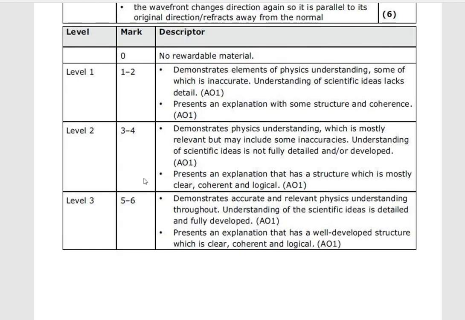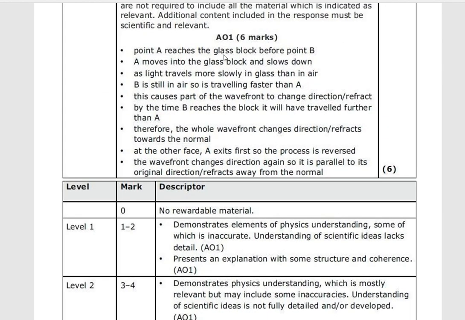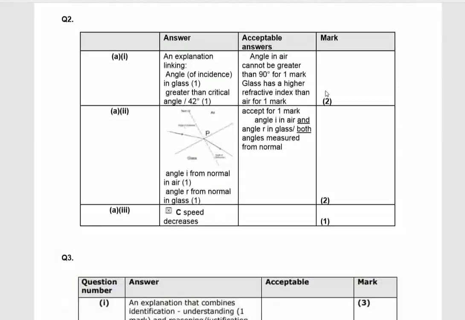Now it says here, if you want to get full marks, you need to demonstrate accurate and relevant understanding, well developed and structured. Okay, these are the points. You need to make sure that you start properly and you end properly. So if you want to take a look at this one here, you pause it, and then you put a pen. Now let's move to the next one.